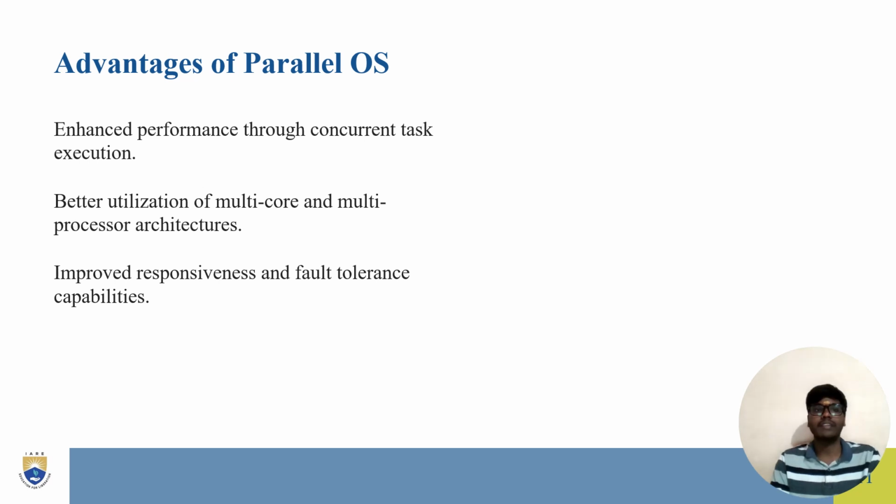Advantages of parallel operating system. Here, there are some advantages in a parallel operating system. They are enhanced performance through concurrent task execution, better utilization of multi-core and multi-processor architectures, improved responsiveness, and fault tolerance capability. The performance enhancement is seen through the concurrent task executions and better utilization of multi-core and multi-processor architectures. And also we can see here the improved responsiveness and fault tolerance capabilities.